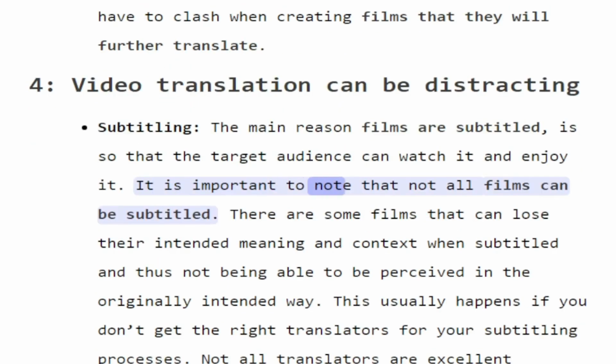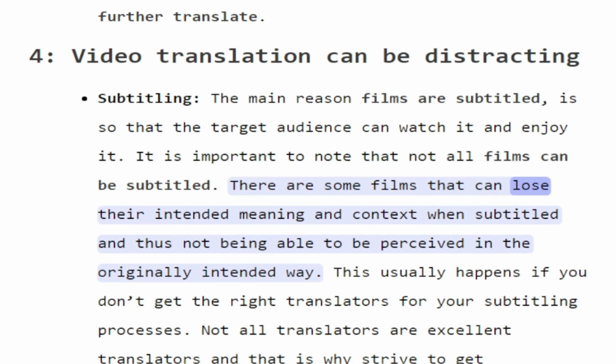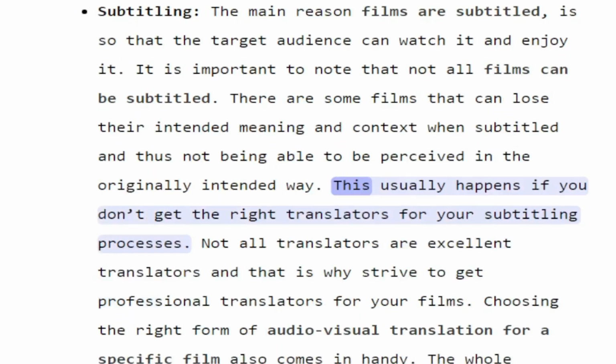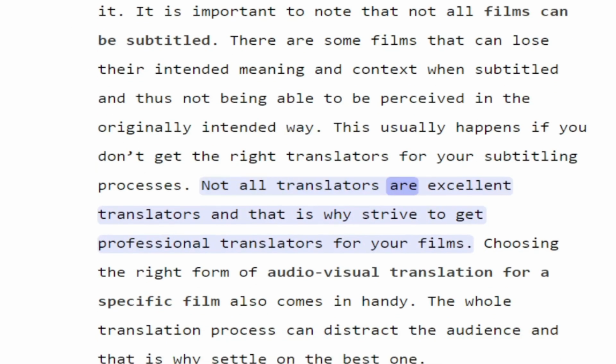It is important to note that not all films can be subtitled. There are some films that can lose their intended meaning and context when subtitled, and thus not being able to be perceived in the originally intended way. This usually happens if you don't get the right translators for your subtitling processes. Not all translators are excellent translators, and that is why you should strive to get professional translators for your films.